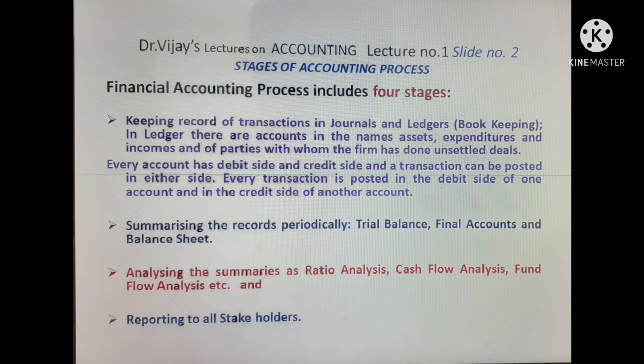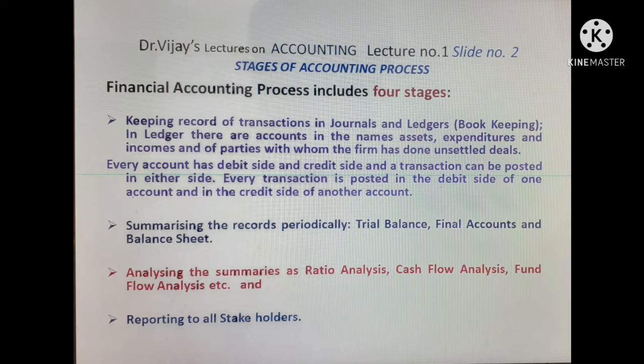Now we are at slide 2. Stages of the accounting process. The financial accounting process includes 4 stages. First, keeping a record of transactions in journal books and ledger books. It is known as bookkeeping. In the ledger book, there are accounts in the names of assets, expenditures and incomes, and of parties with whom the firm has unsettled dealings.